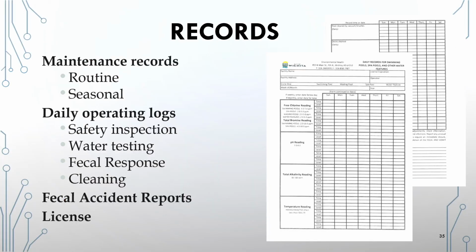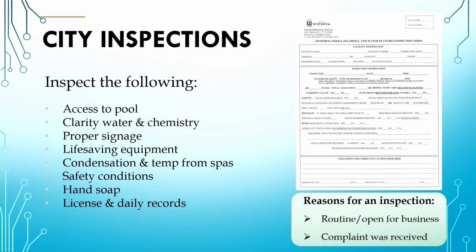So again, your fecal and vomit accident reports should be kept with your daily records so that they're easy to use. Going over your daily records now, you should be recording your chlorine and your pH daily on these forms. Many facilities use their own forms, but ours are always available. If you just reach out to us, we can send them to you digitally or bring them by at our next inspection. For our city's inspections, I'm going to be going over what we look for typically.